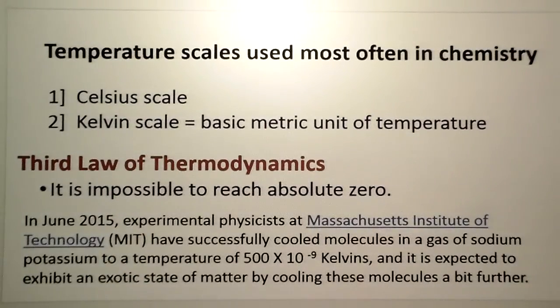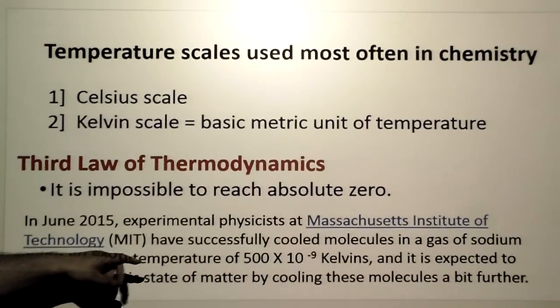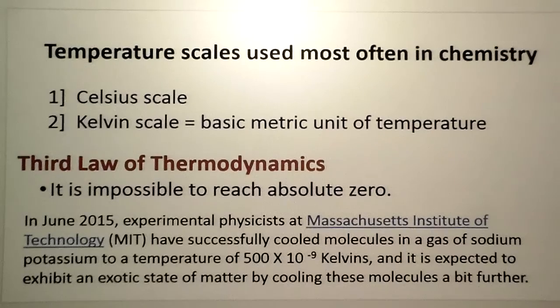So temperature scales used most often in chemistry, we'll look at Celsius and we'll look at Kelvin. Okay? So Celsius and Kelvin scale, it's our basic metric unit of temperature, and we're going to use Kelvin later on. The third law of thermodynamics, it's impossible to reach absolute zero. We've been very, very close. 0 Kelvin is our goal of absolute zero.